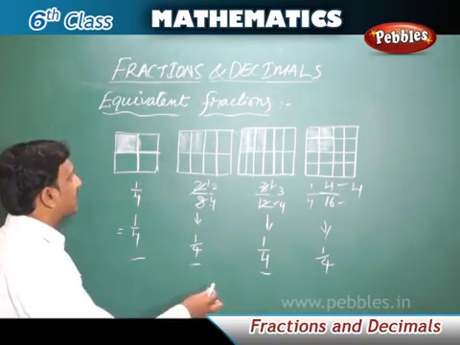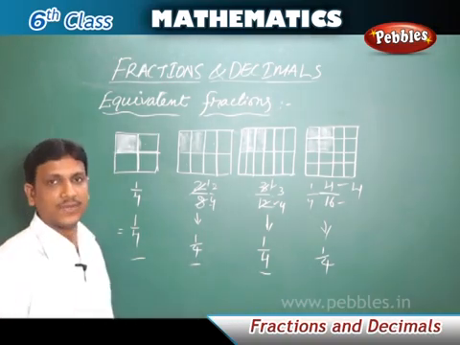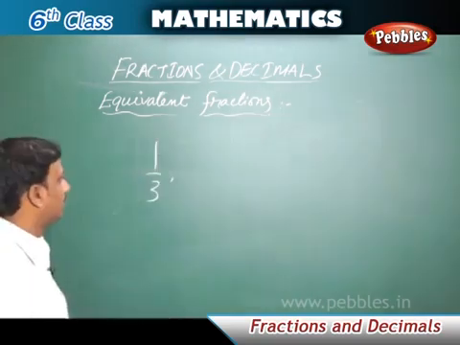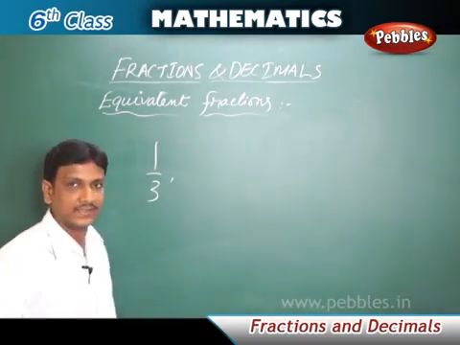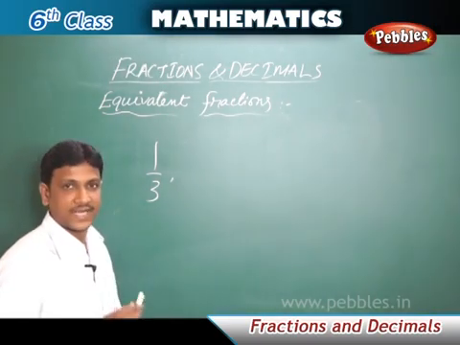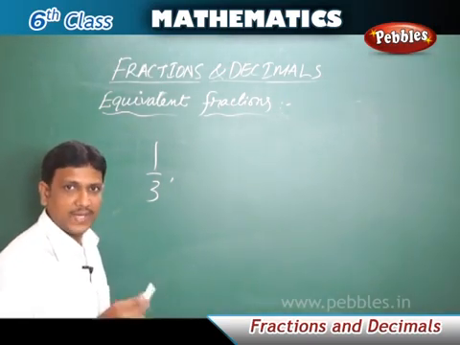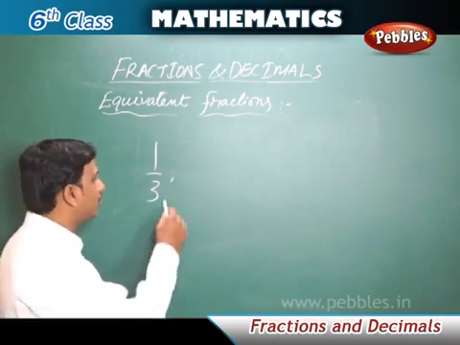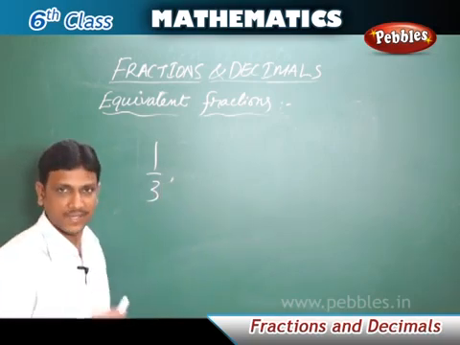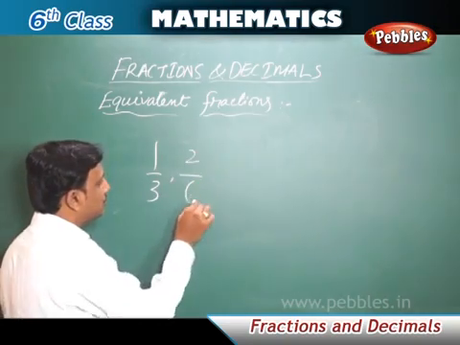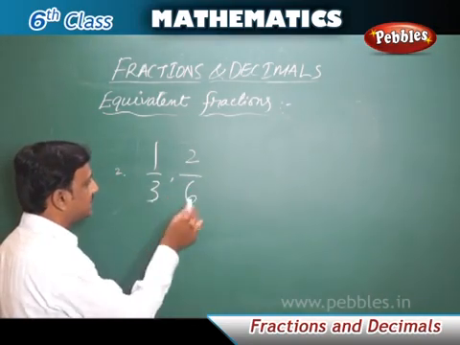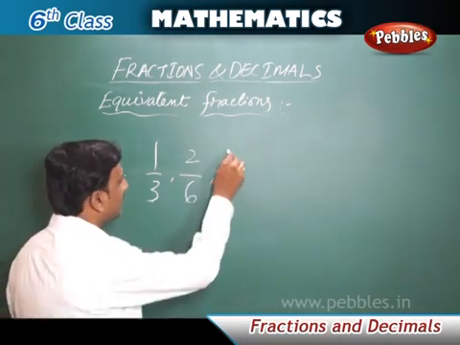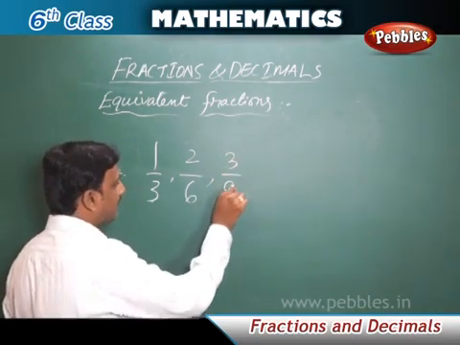So this kind of fractions are called equivalent fractions. Now let us see how to write equivalent fractions for this 1 by 3. To write an equivalent fraction for a fraction, we have to multiply its numerator and denominator with the same number. Here we can write 2 by 6. For example, with 2 we multiply, 2 ones 2, 2 3s 6. We can write 3 by 9.